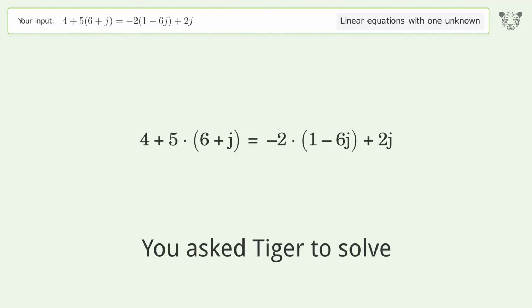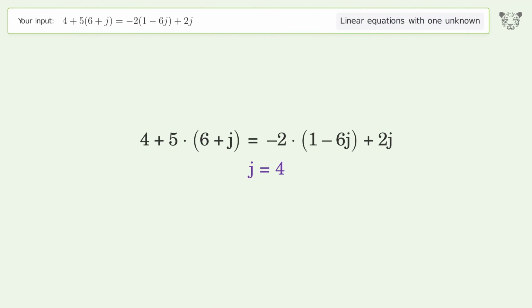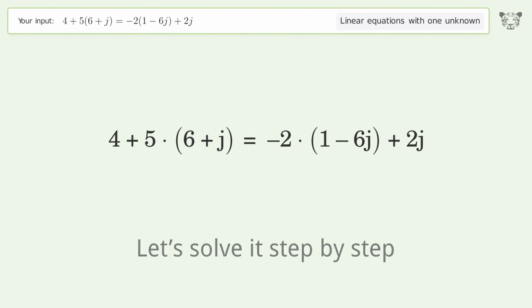You ask Tiger to solve. This deals with linear equations with one unknown. The final result is j equals 4. Let's solve it step by step.